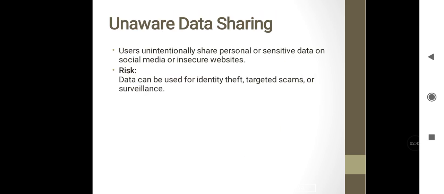Next, unaware of data sharing. Another major issue is being unaware of data sharing. Carelessly we are sharing our data. Sometimes users share personal information without understanding the risk. Examples: sharing phone numbers publicly, posting personal information on social media, sharing location, uploading identity documents to unsafe websites, sharing personal information with unknown people. Suppose someone posts on social media, I'm going on vacation for 10 days, my house will be empty. This information may be misused by criminals. Similarly, sharing too much personal information can help attackers perform identity theft or target people with scams.